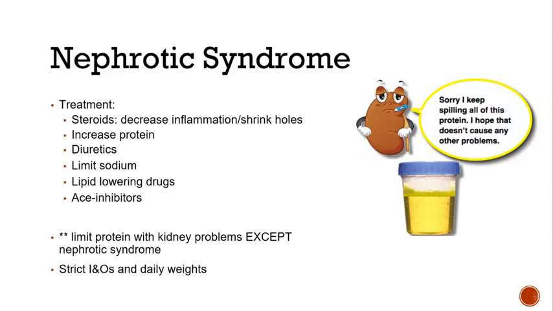We want to limit sodium because we're already keeping a bunch of extra fluid. And then we want to give lipid-lowering drugs to help with the high cholesterol, which was the byproduct from the liver trying to help out and create that albumin. ACE inhibitors can also help here for the hypertension, as well as decreasing the protein that's spilling over into the urine. Remember, ACE inhibitors were the drugs that end in pril. And with these patients, we want to do strict I&Os and daily weights.